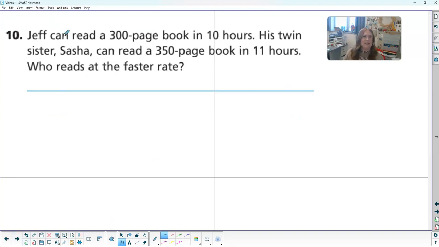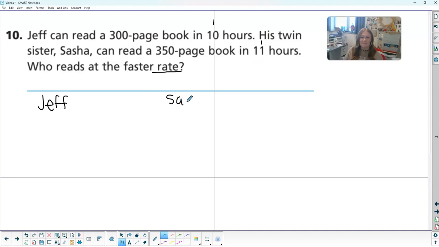Number 10 says that Jeff can read 300 pages in 10 hours. His twin, Sasha, reads 350 pages in 11 hours. Who is reading at the faster rate? So we have Jeff, and this one we're just going to set up as a unit rate because it just wants the rate. It wants to know how much they read in 1 hour. How much do they read in 1 hour to see who's reading faster?